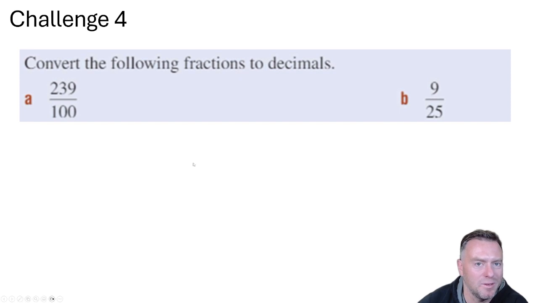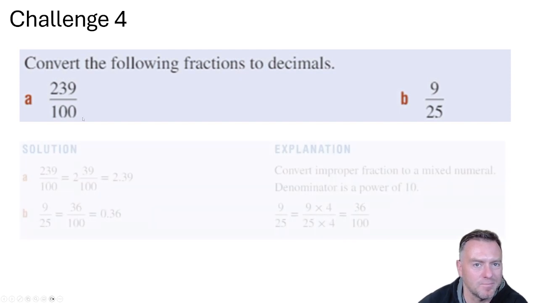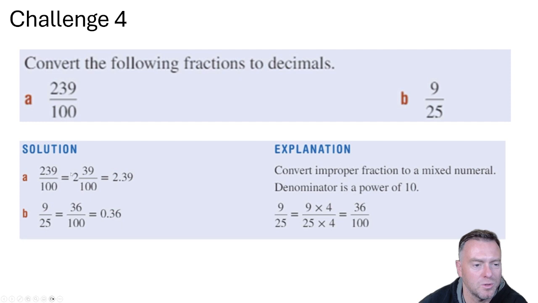So hopefully you've seen that these are going whole amounts. So this is the same as 2 lots and 39 over 100. So then that's the same as 2.39. And then this one over here, you would multiply both the top and the bottom by 4. So you get 36 on 100, which then is the same as 0.36.